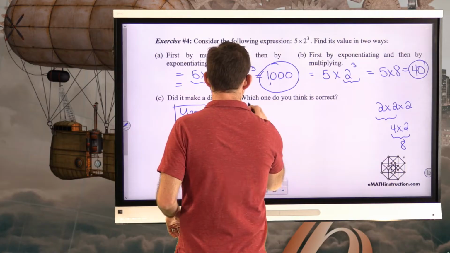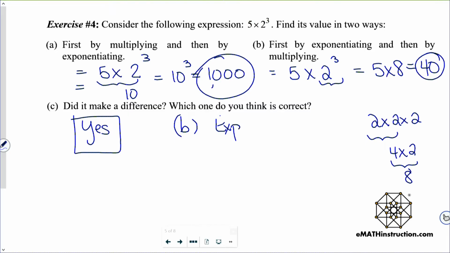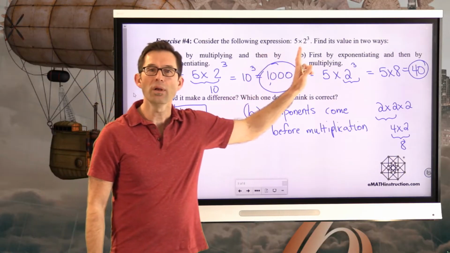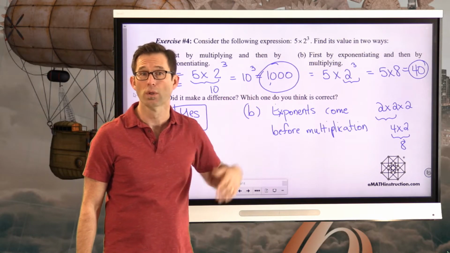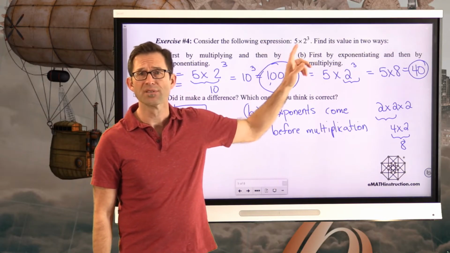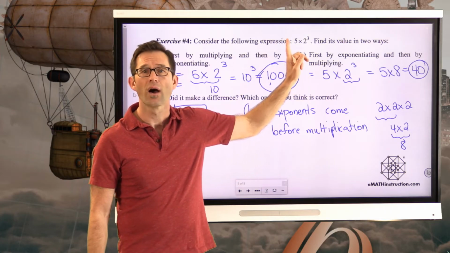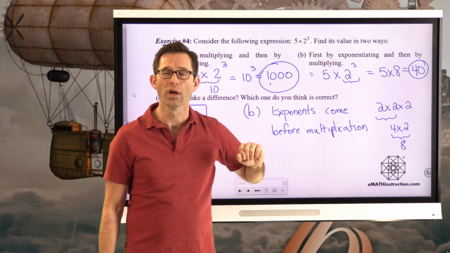So, exponents come before multiplication. And that should make some sense, because what does that exponent really say to us? The exponent is really saying how many times we should multiply by the number 2. There's nothing at all in this that implies that the 5 is being raised to the third power. What this really says is I should do 5 times 2 times 2 times 2.